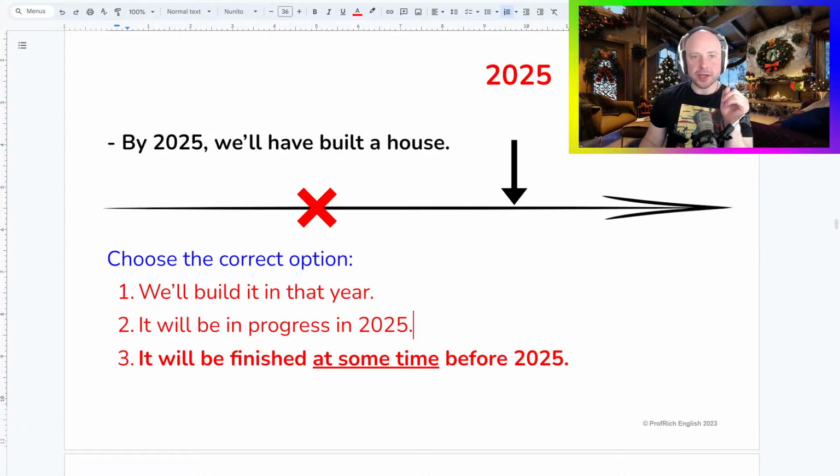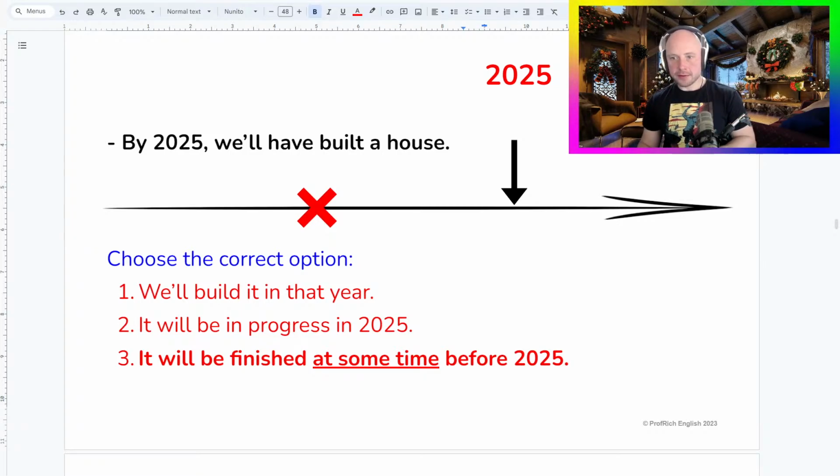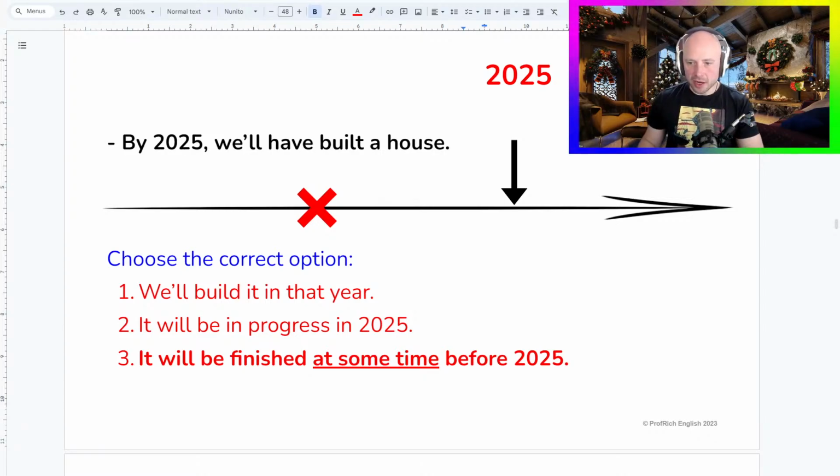Let me ask you a question. Do we know the time? Do we know when exactly it will be finished? Do we know that? Answers in the chat. What do you think? Do we know when? And Sleepwalker's got it. No, we don't know when, but before 2025, you're correct.